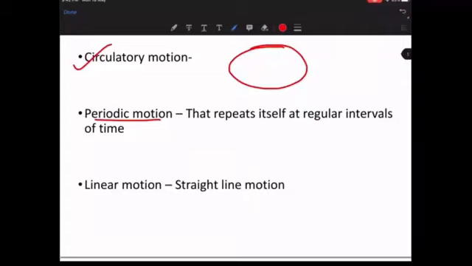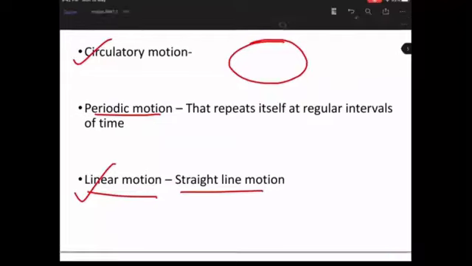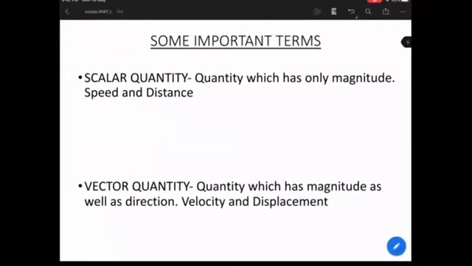The next is periodic motion. Periodic motion means any motion which repeats itself after a regular interval of time. Next is linear motion, which is self-explanatory, because linear motion is something which is traveling in a straight line. So any motion in a straight line is said to be linear motion. You may come across all these terms while going through the chapter, so it's very important to go through these. Now again, here we have some important terms: scalar quantity and vector quantity.